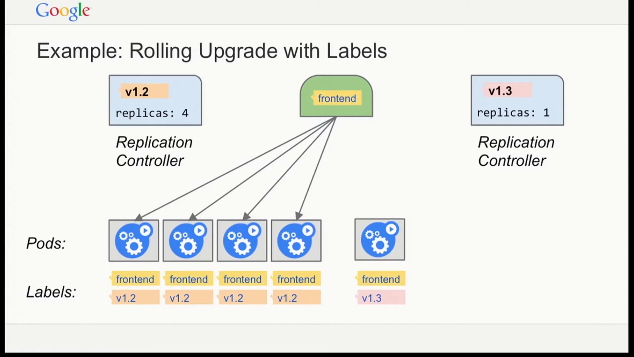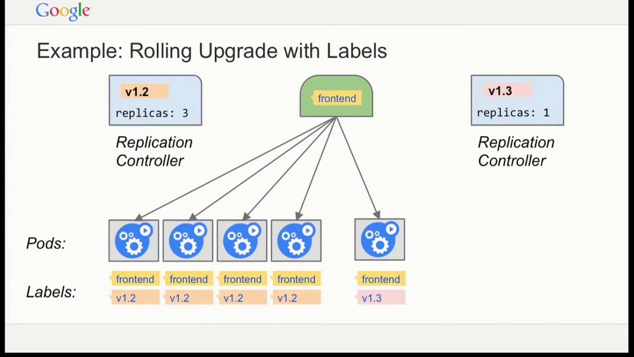It creates one with the new label 1.3. It's labeled front end, so what happens next? Gets traffic, right? Because that label gets detected by the front end. So now I have 5 replicas serving the traffic. And what I'm going to do now is start to take down the previous one. So I'm going to change the number of replicas down to 3.